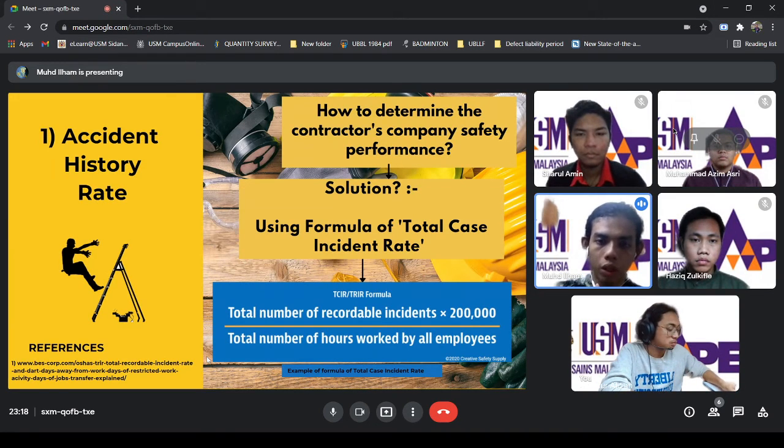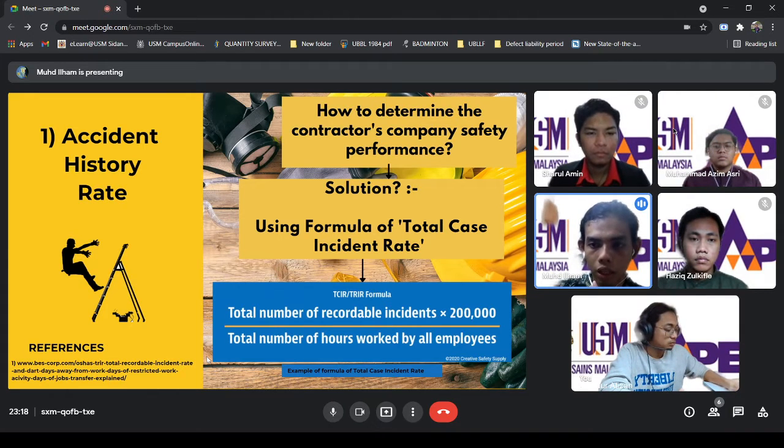So in this part, we are going to use the formula of total case incident rate, or we call it TCIR. In this formula, we can see that the formula starts with total number of recordable incidents times 200,000 per total number of hours worked by all employees. The 200,000 is a benchmark that's set by OSHA based on 100 employees that work 40 hours a week for 50 weeks.